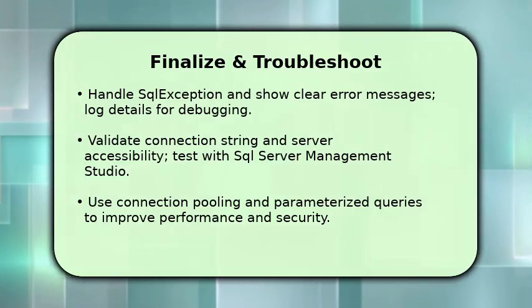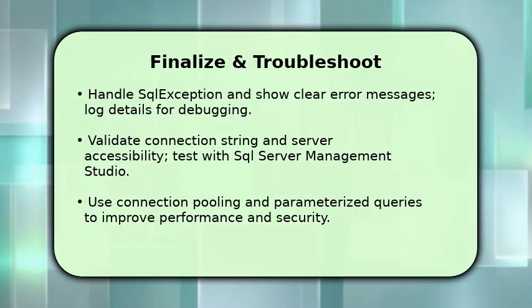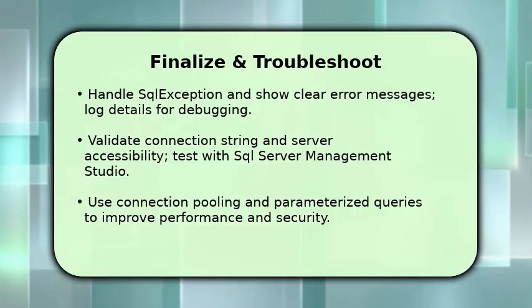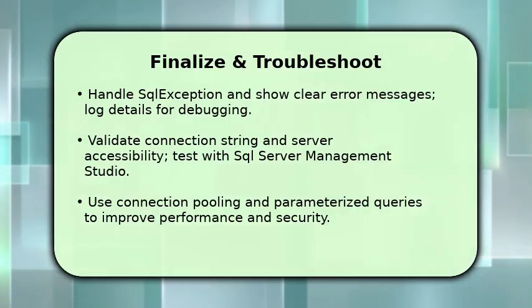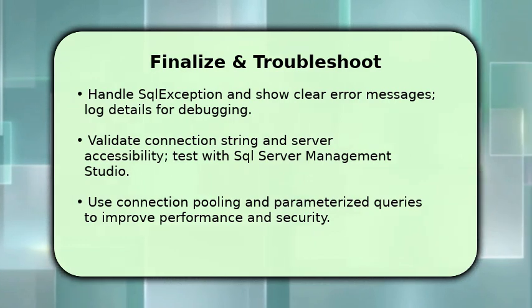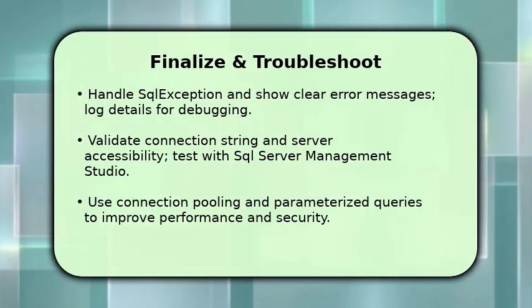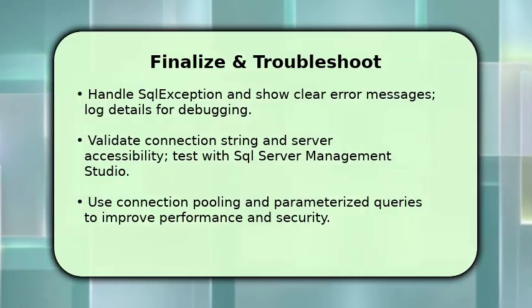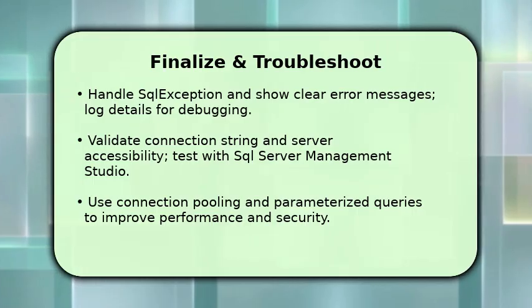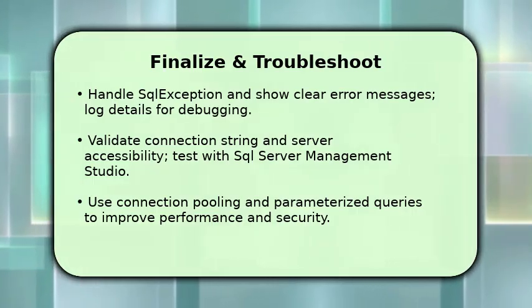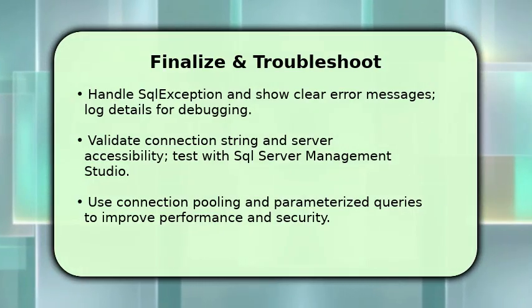Once successful, optimize by enabling connection pooling and keeping commands parameterized. Make sure to test full workflows from UI to DB and run queries in management tools to confirm results. If something goes wrong, the key troubleshooting tip is to verify the connection string and server accessibility first. Most failures stem from wrong server.